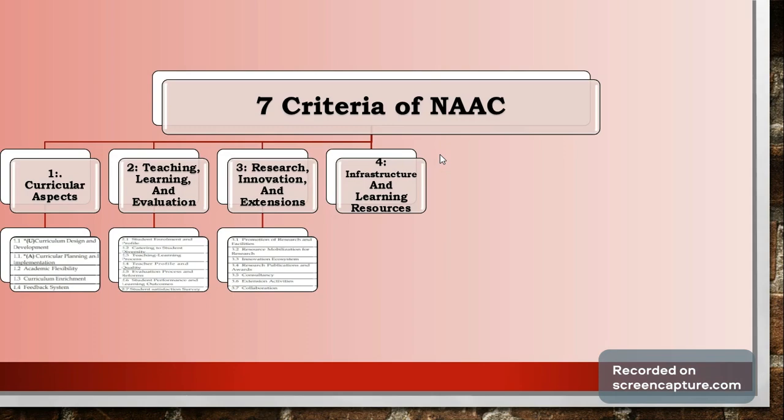After that, the fourth criteria is related to infrastructure and learning resources. So any institution is expected to have proper infrastructure, right from high-tech laboratories to computers and types of machinery. They need to have the best facilities for the students.